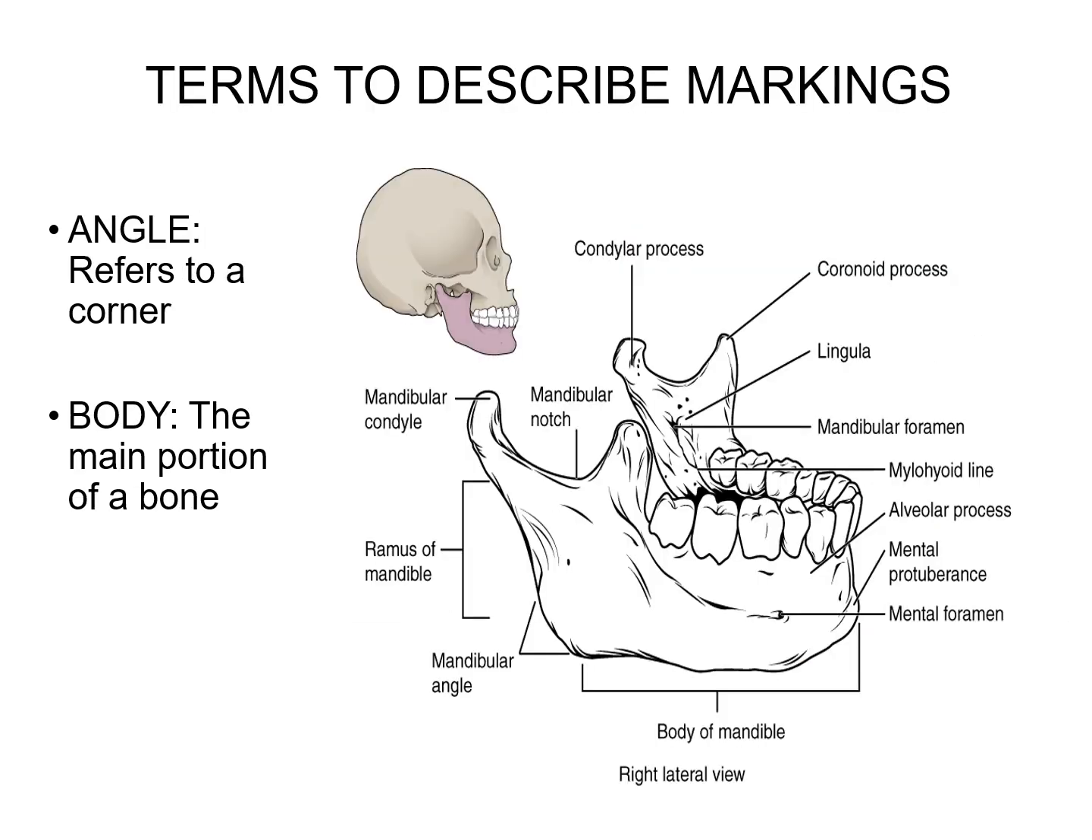So a few types of bone markings that we're going to introduce right now. First, we have the angle, and then, as you can see, a body. And a really good example of a bone that has both an angle and a body is the jawbone, also known as the mandible. So an angle is really anything that refers to a corner, as you can see. So the angle of the mandible is just this corner right here in red. And then the body is just the main part.